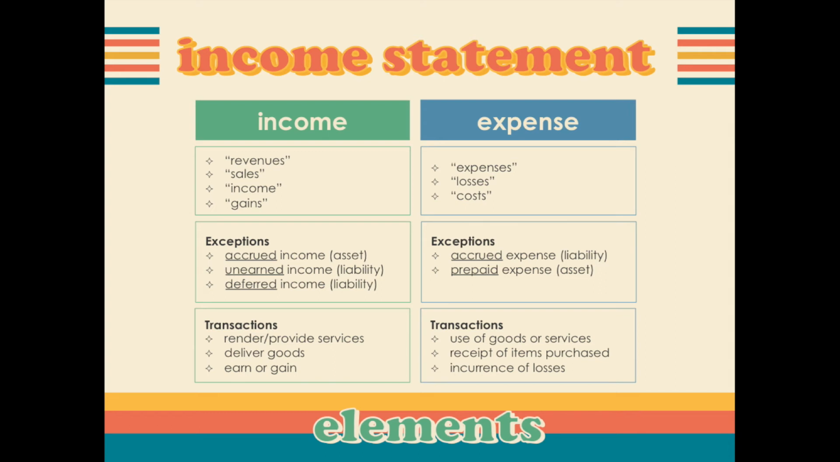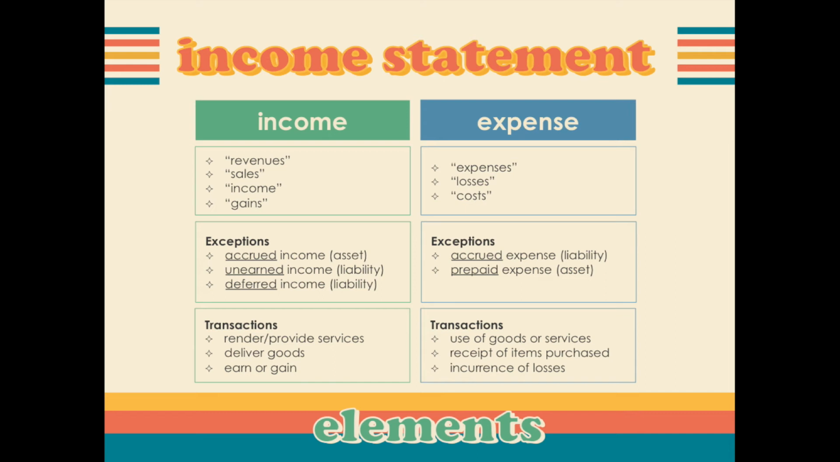Words commonly used to indicate expense are expenses, losses, and costs. So if you see these words, they are likely to be considered expense. Exceptions are if you see PA, prepaid and accrued. Prepaid expense is again a form of asset, while accrued expense is a payable and is classified as a liability.